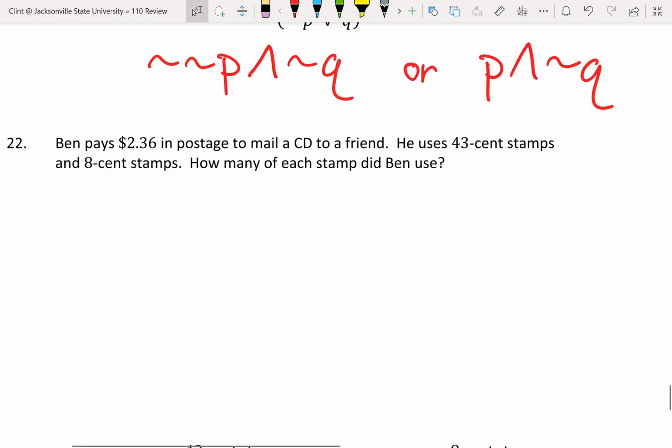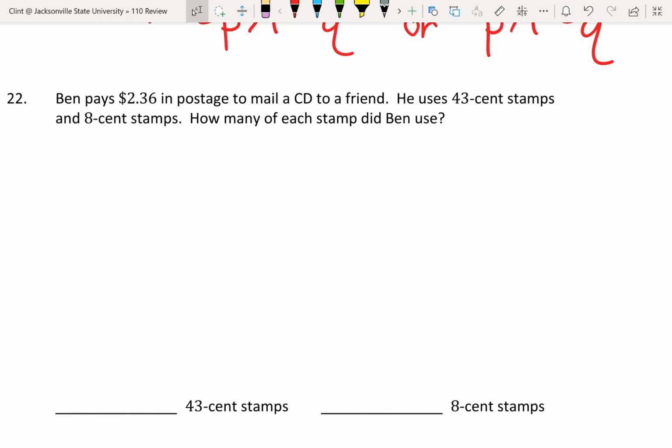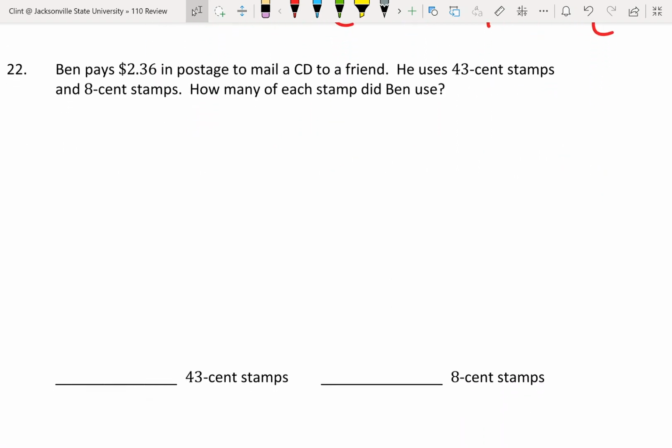Last one. Paying $2.36 in postage to mail a CD. Seems expensive. You thought about that? He uses 43-cent stamps and 8-cent stamps. How many of each stamp did Ben use? So this one's really similar to the farm animals problem. This one is just good to use guess and test on.